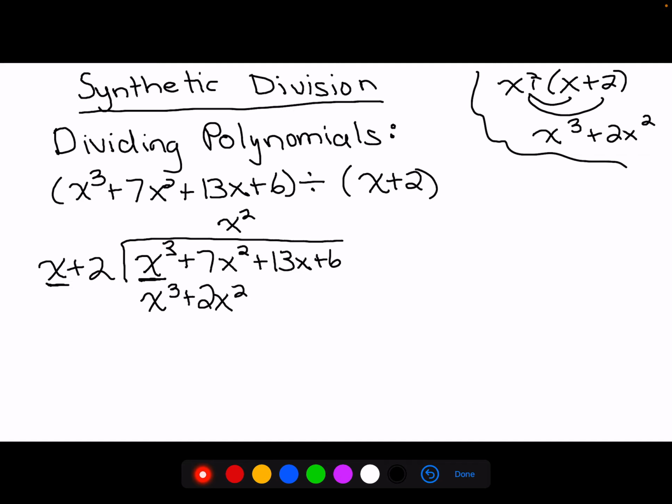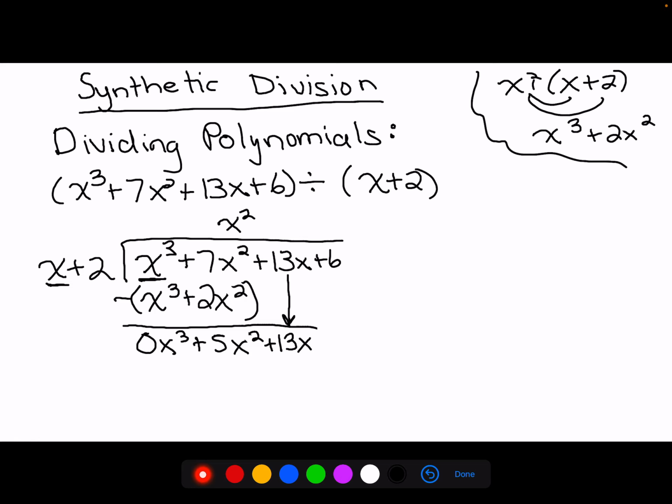Then just like a regular division problem, we're going to subtract, see what we get, and then bring down the next term. But keep in mind you're subtracting that entire expression there, the x cubed plus 2x squared. So you have x cubed minus x cubed is 0, and then you have 7x squared minus the 2x squared. So that's going to give you plus 5x squared. We no longer have to worry about the x cubes because we've got a 0x cubed. But we are going to have to worry about the 5x squared after we bring down that next term of plus 13x.